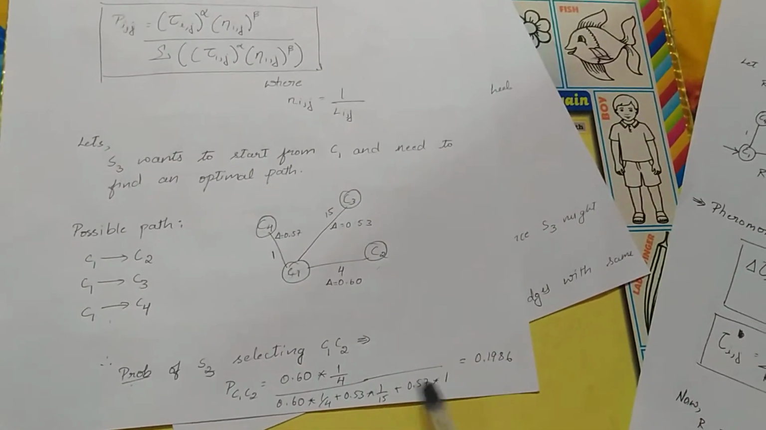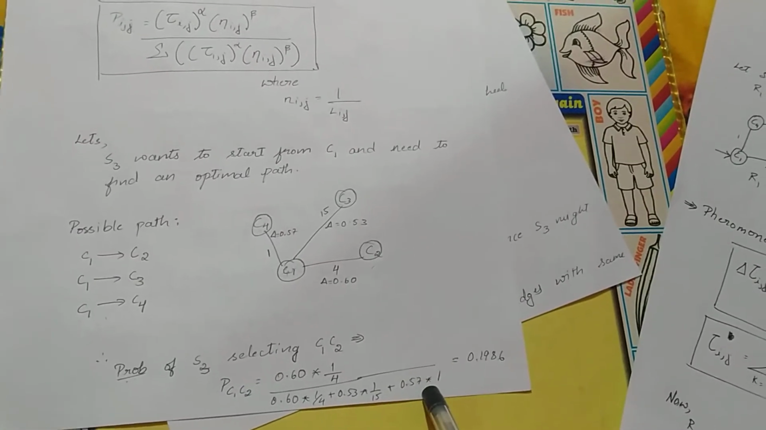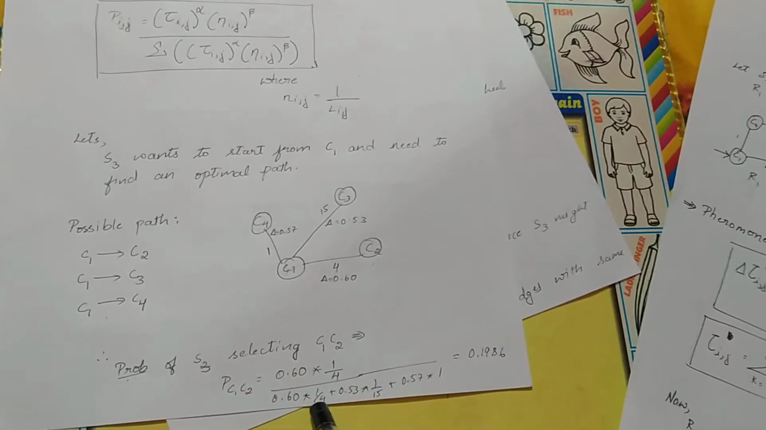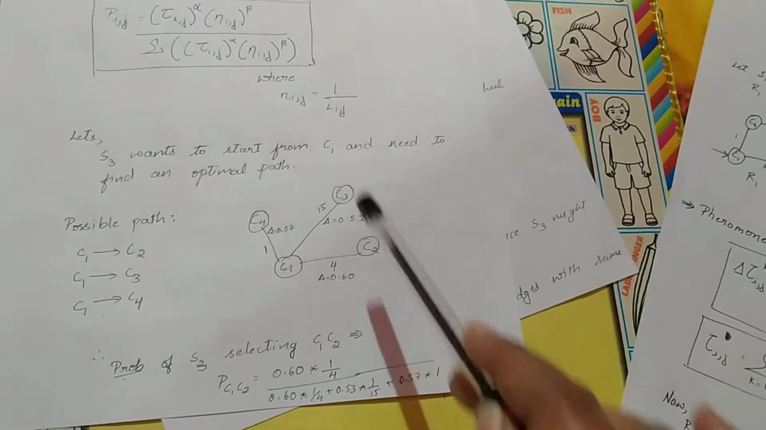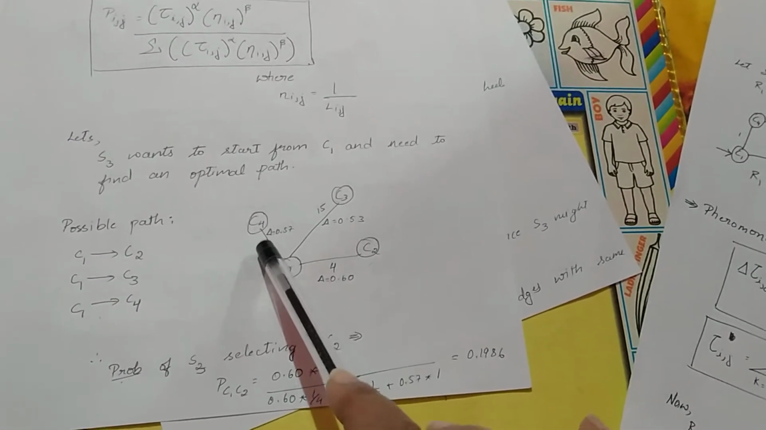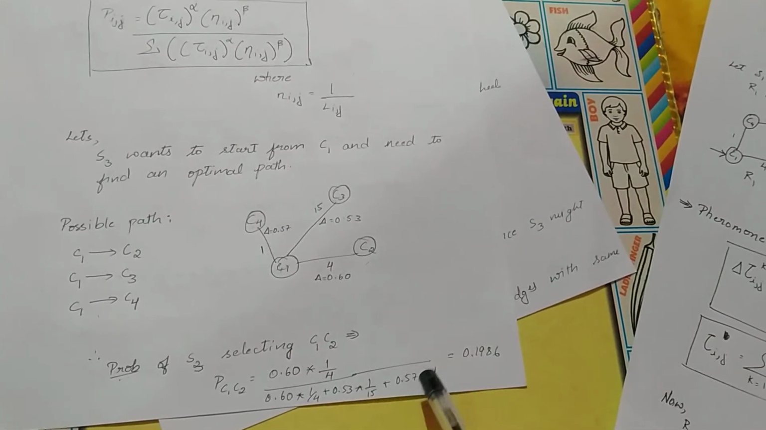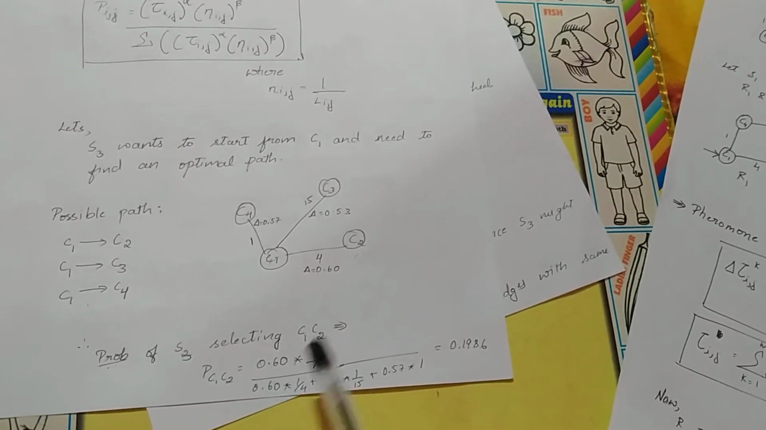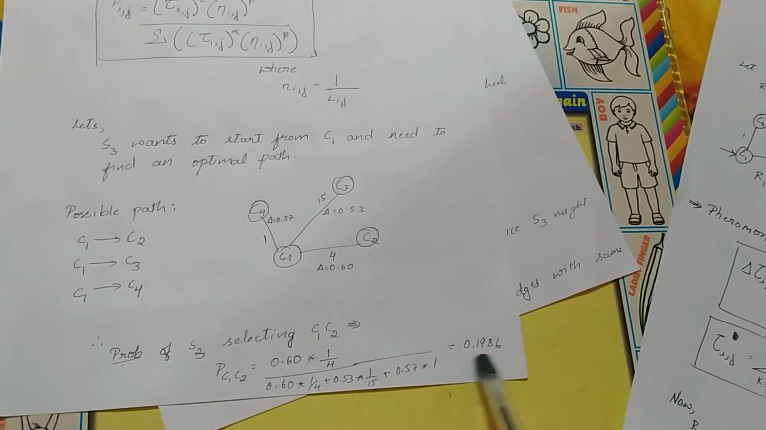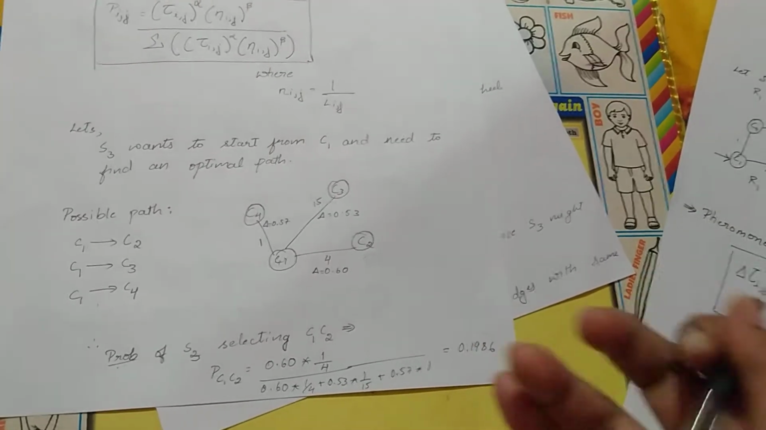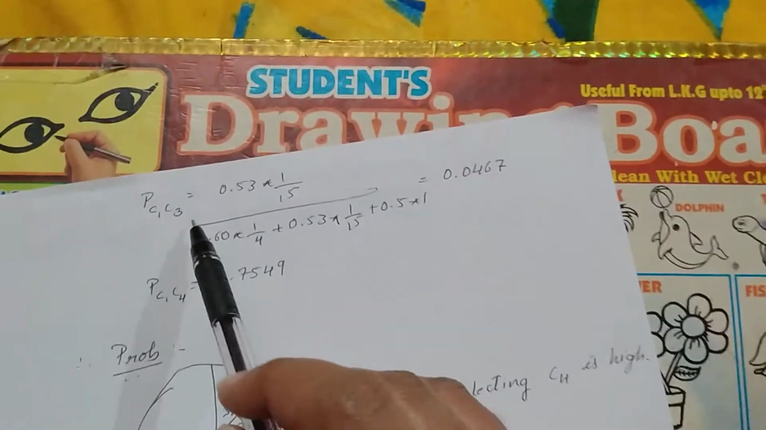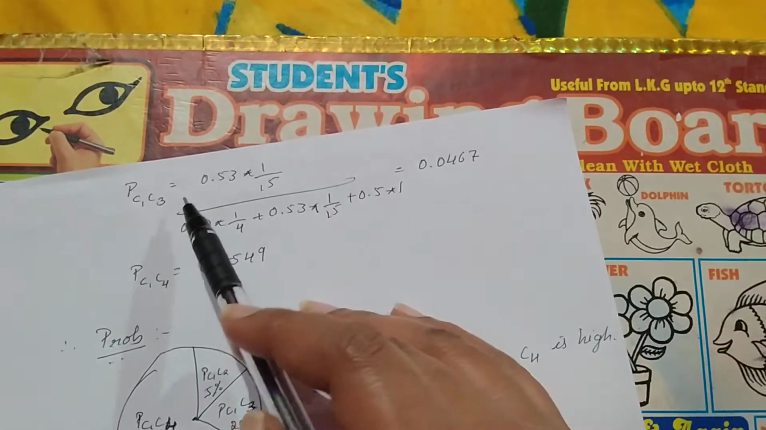The whole is divided by all the possibility values. First I'll write this possible value, 0.60 into 1 by 4, plus the next possible value, 0.53 into 1 by 15, plus the next one, 0.57 into 1. So that covers all the possible values with respect to C1. Then I'll get this probability: 0.1986.